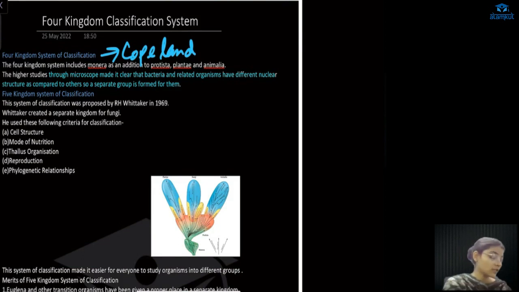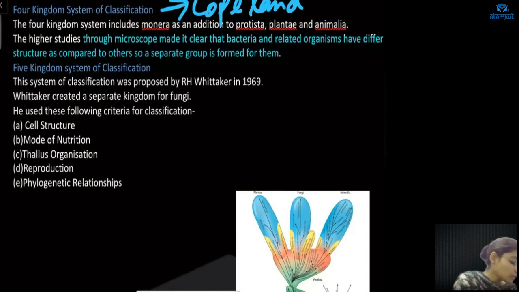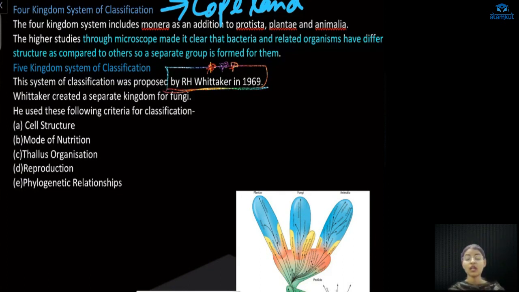Now, the main system which we usually study is the five kingdom system of classification, and this system was given by R.H. Whittaker in 1969. So this is the most important line. Who gave the five kingdom system of classification? R.H. Whittaker gave the five kingdom system of classification, and he created a separate kingdom for what?